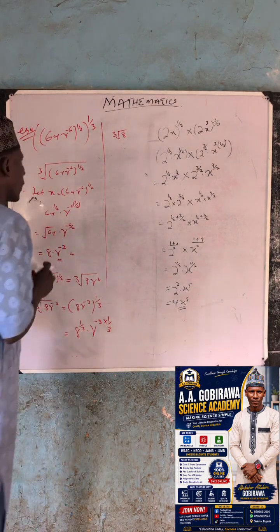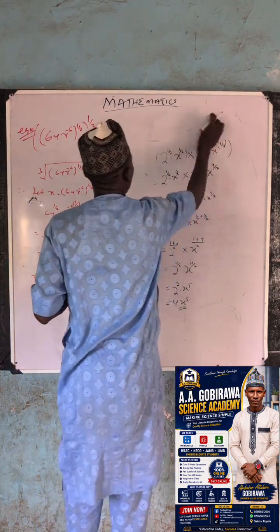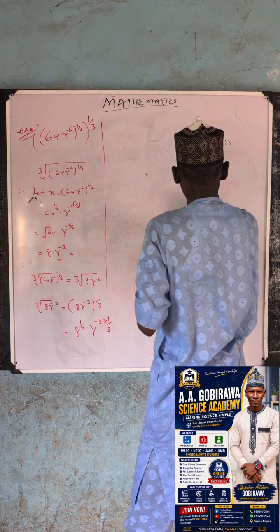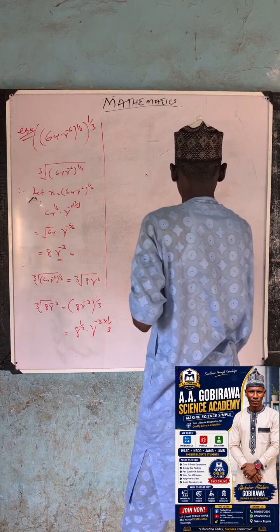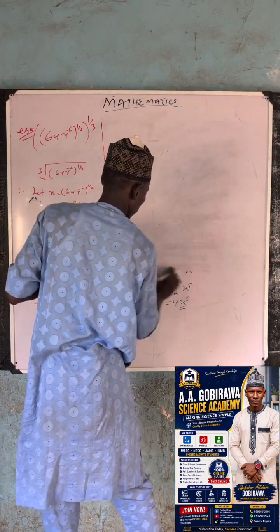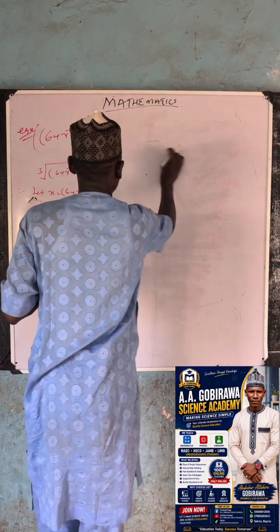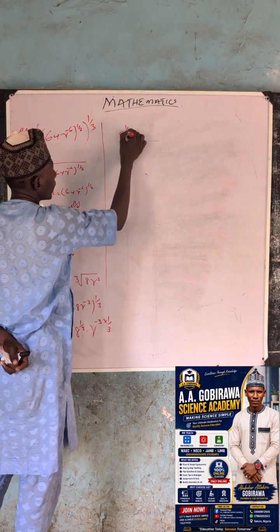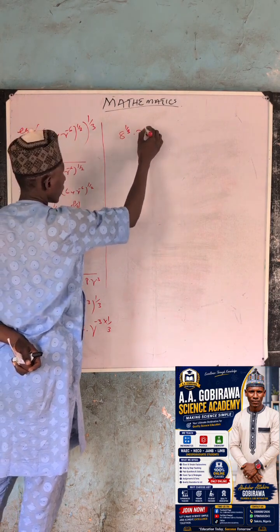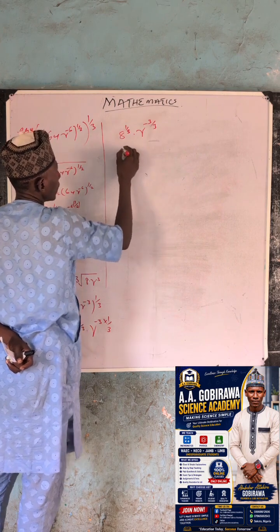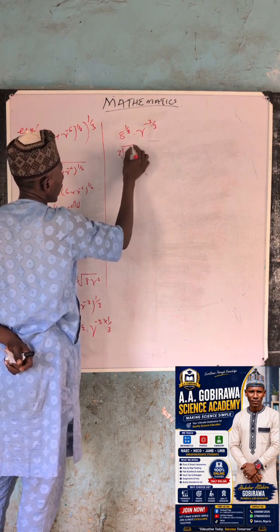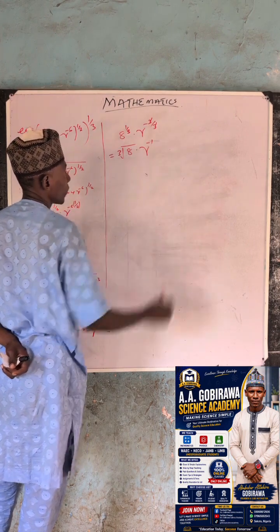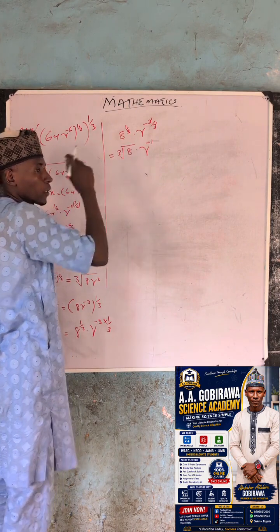Are we together? So we have 8 power 1 all over 3 times r to the negative 3 all over 3, which becomes the cube root of 8 times r to the negative 1, since 3 all over 3 is 1. So the cube root of 8 is equal to what?